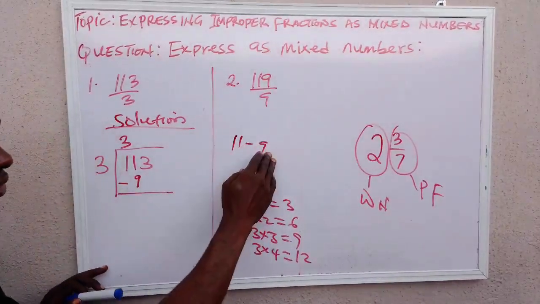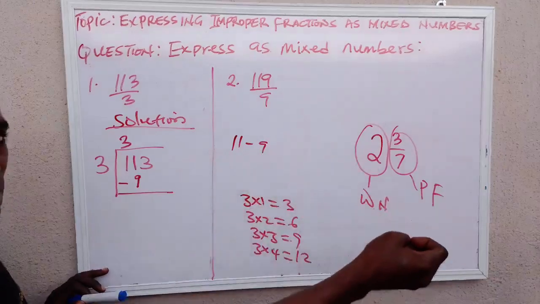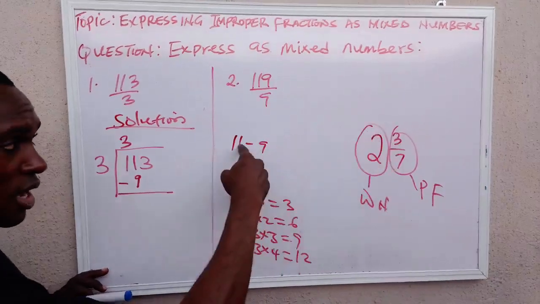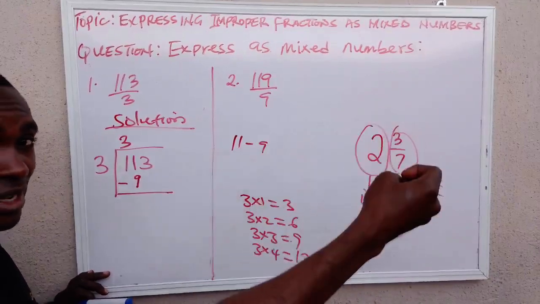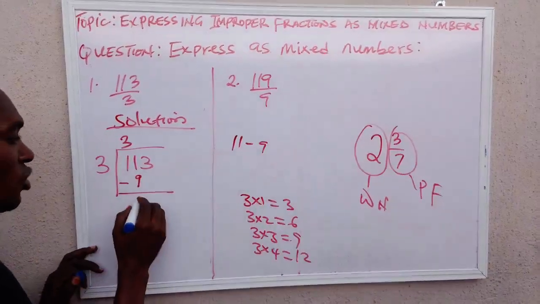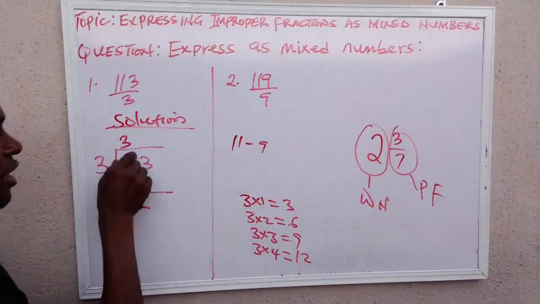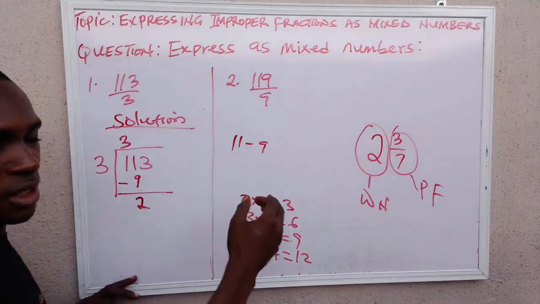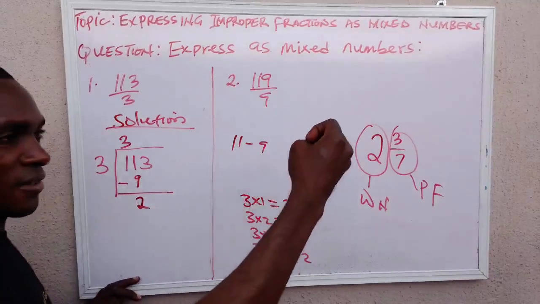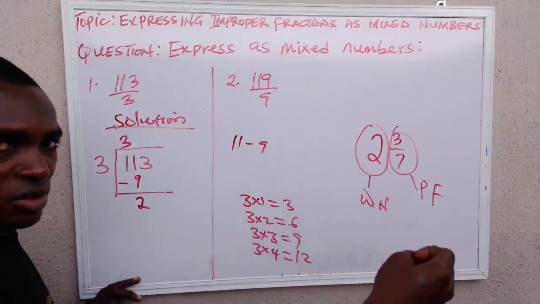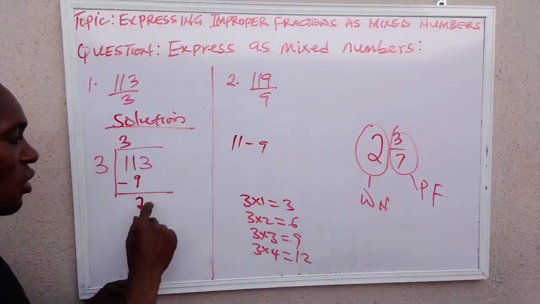You see, after 9 you have 10, you have 11. So what you have left is 2. So 11 minus 9 is 2. What I mean is this: after 9 I have 10 and I have 11, so 11 minus 9 will give me 2.